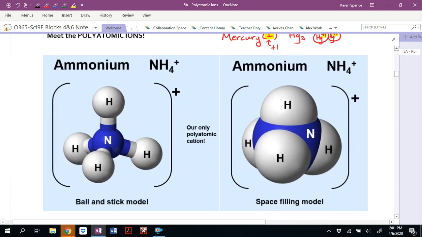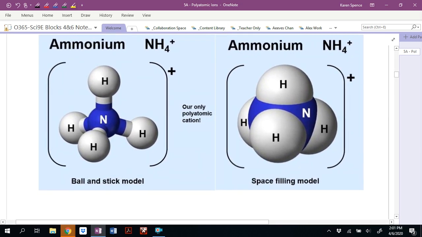Let's take a little closer look at ammonium. This is our ball and stick model over here, and it's pretty useful because you can see how things are attached to each other. I want you to answer this question for yourself, so pause for a moment. What kind of bond is attaching the nitrogen to the hydrogens? Pause if you need a minute, and then come back and I'll answer it.